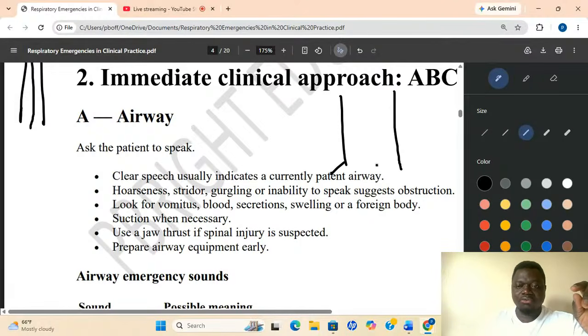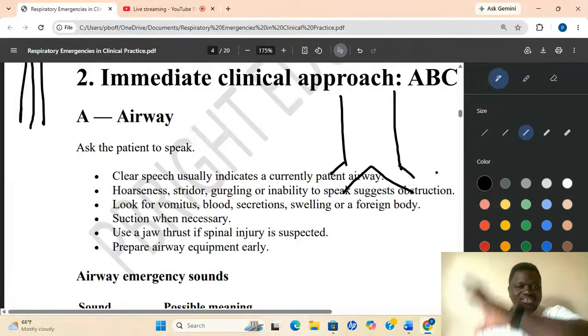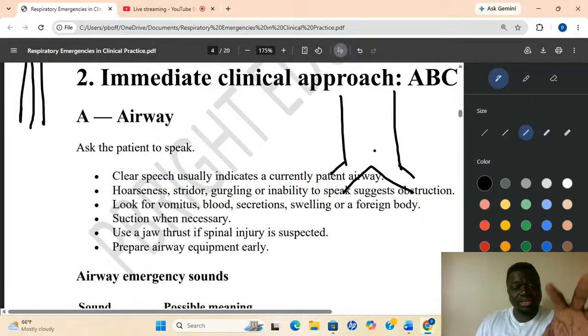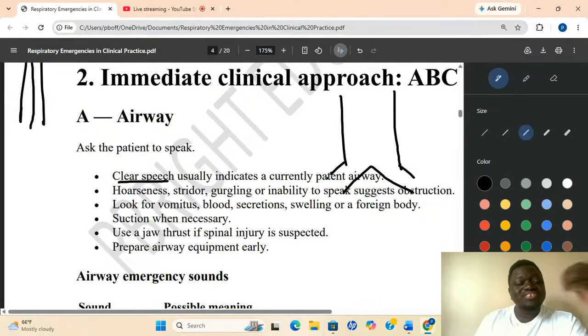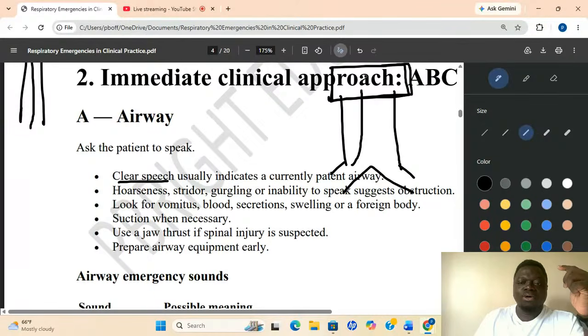Ask yourself, how will you know that somebody's airway is blocked? Take away the lungs, concentrate on the airway. Can the person speak? Clear speech. You ask them. It is a good sign, like I'm talking to you. The air, the carbon dioxide that is coming out, will pass through a certain box here. We call it what? The voice box.